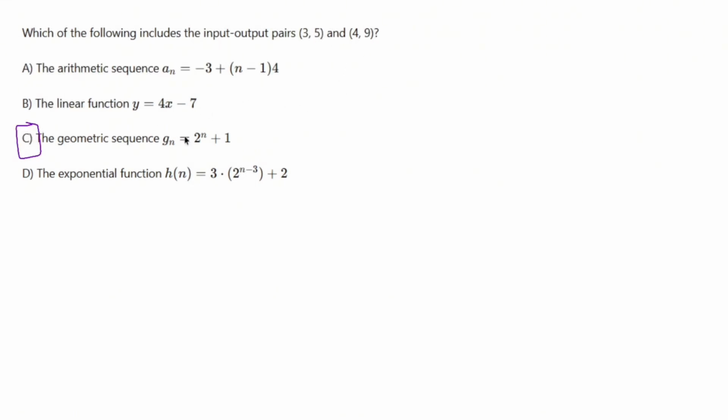We're going to plug these points in and see what we get. Okay, so n would be my input, basically my x, and the output would be my y. So if I plug in 3 for n, that would be 2 to the third plus 1, and I should get 5. So 2 to the third is going to be 8 plus 1, and last time I checked, 5 ain't 9. Now I've heard of working from 9 to 5, but 5 isn't 9.